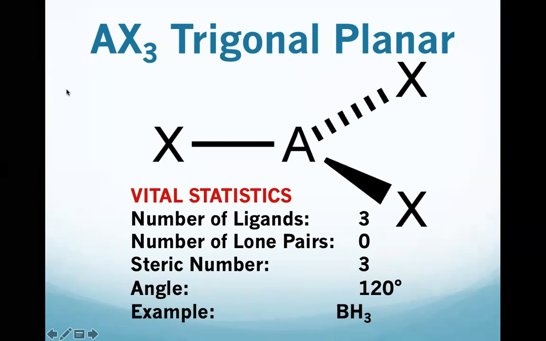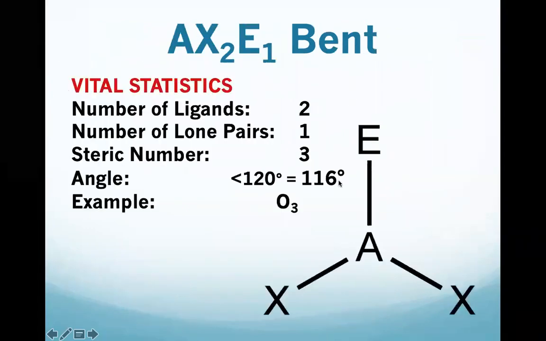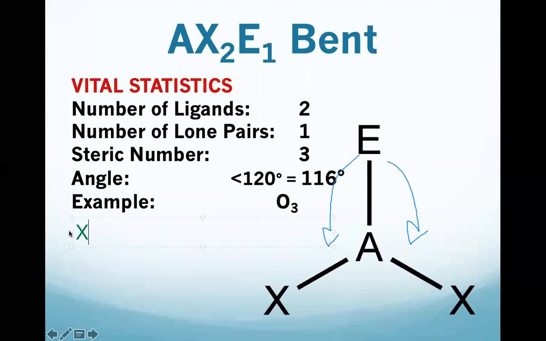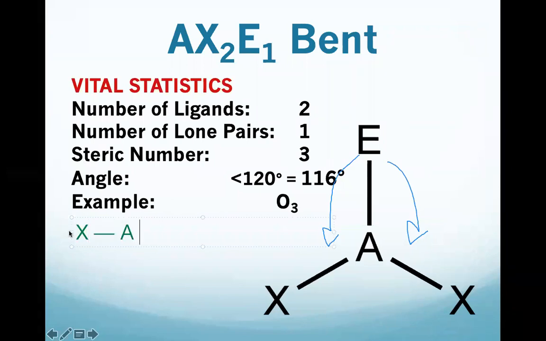Let's go to the next one. We have 2 ligands and 1 lone pair. The lone pair is represented by the letter E. Imagine you had the lone pair here, and what's going to happen is the lone pair is going to push down on those electron pairs in those 2 bonds. So instead of being linear, like we had with AX2 from before, and I want to draw AX2 just so you remember kind of what it looks like.